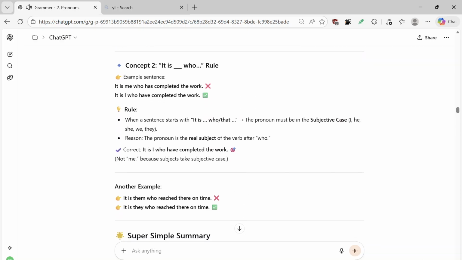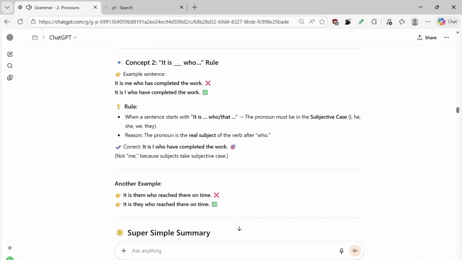Concept 2: "it is who." Rule example sentence: "It is me who has completed the work." Correct: "It is I who have completed the work." Rule: when a sentence starts with "it is who/that," the pronoun must be in the subjective case: I, he, she, we, they. Reason: the pronoun is the real subject of the verb after "who." It is I who have completed the work, not me, because subjects take the subjective case.